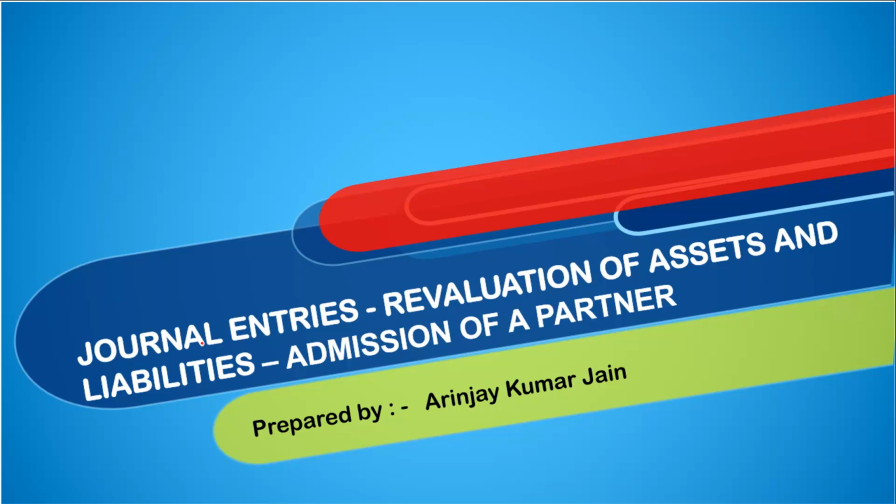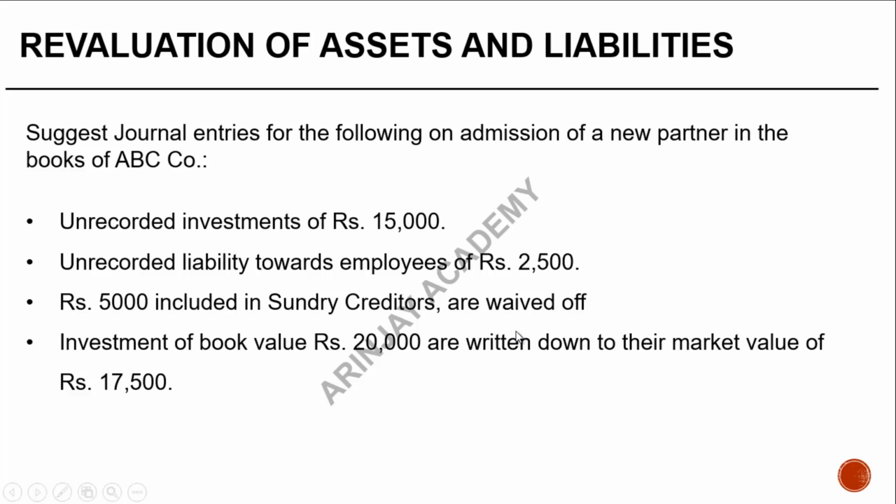Let us look at some of the illustrations on the journal entries which are passed when the assets or liabilities are revalued at the time of the admission of a partner. Suggest journal entries for the following on admission of a new partner in the books of ABC Company.